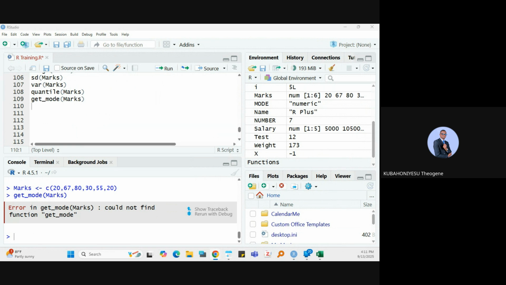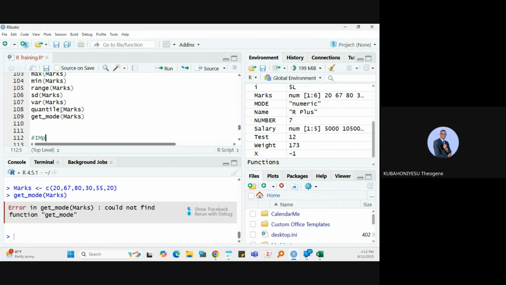Maybe you can install a package called Modest, but no, I don't want to introduce packages now. So you can try get more. If it does not work, I will mention that when we get to the packages, the external functions that we need. Now, import that extension into R. Are you ready to import?